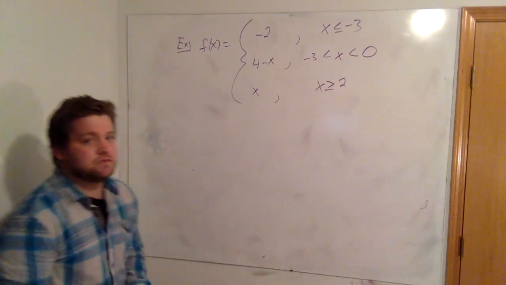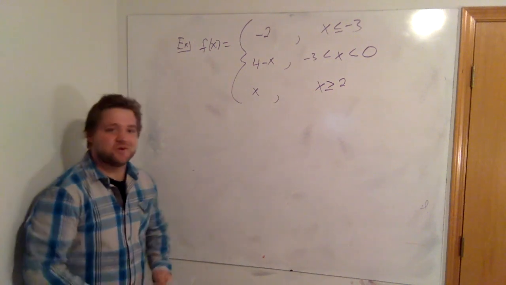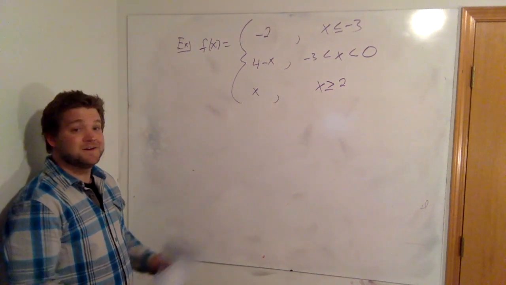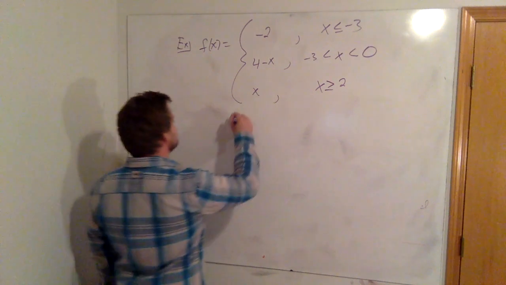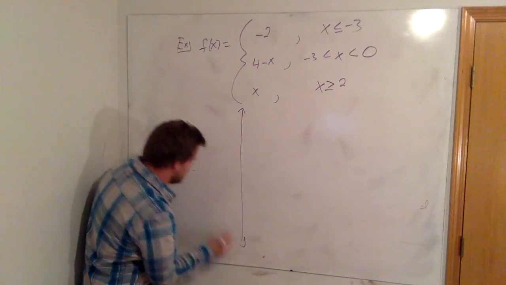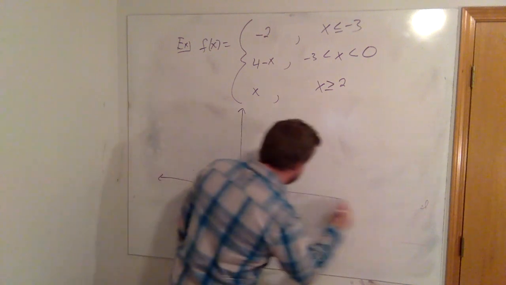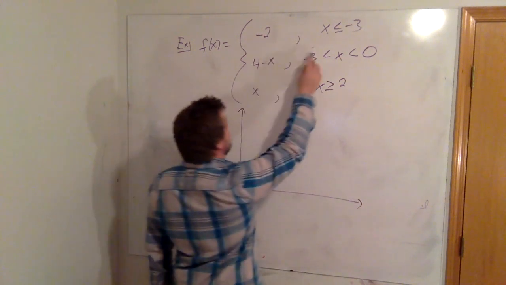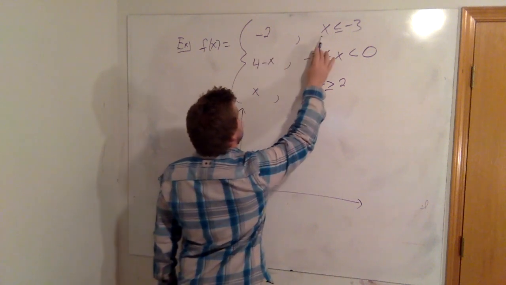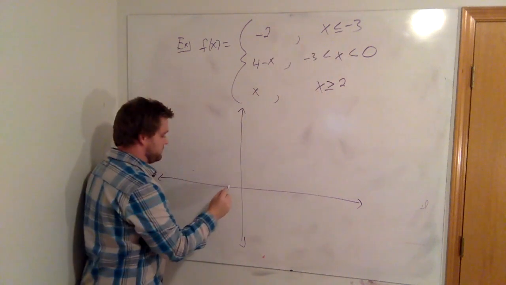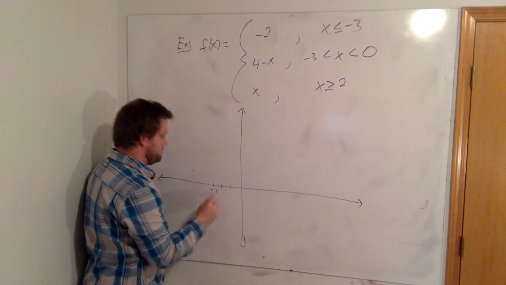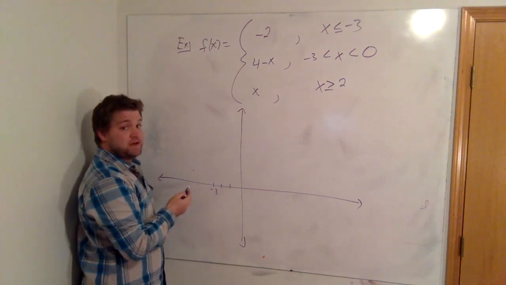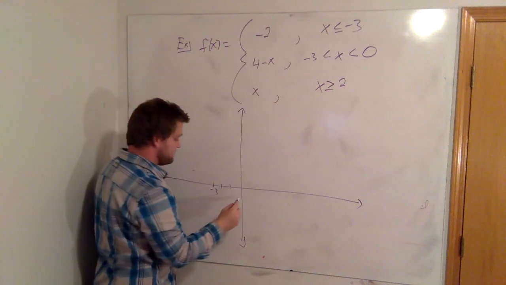Go ahead and pause the video and try to graph this piecewise function on your own. Okay, let's do it. Let's go ahead and draw a sketch. Let's start with the first function. The graph is -2 if x is less than or equal to -3. So let's mark -3 here. Whenever I plug in a value less than -3, the output is always -2.